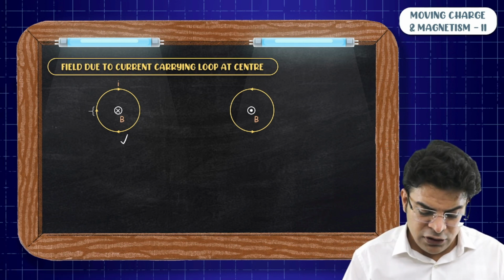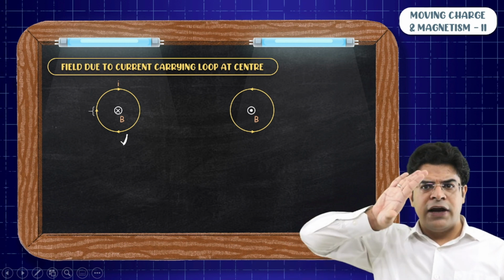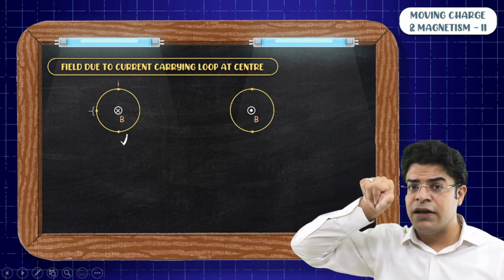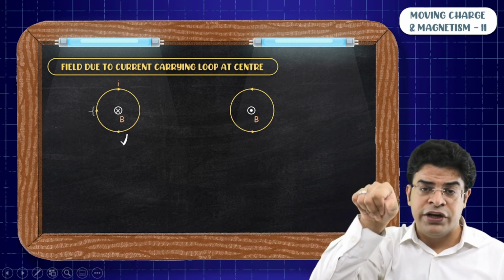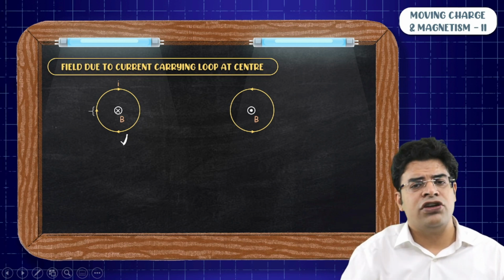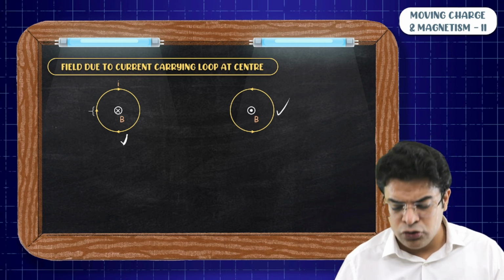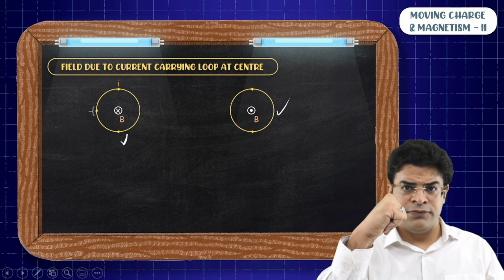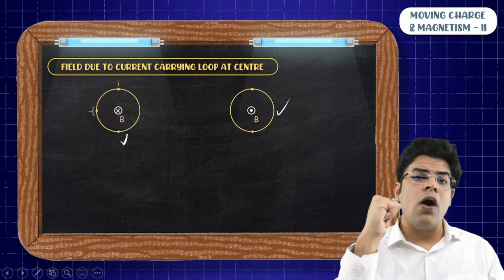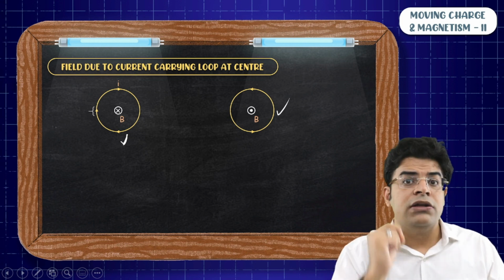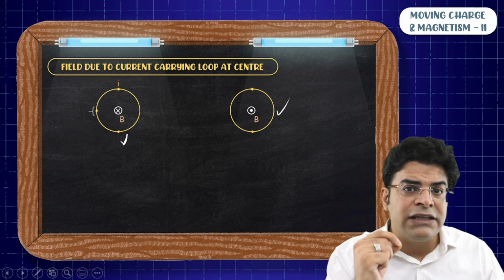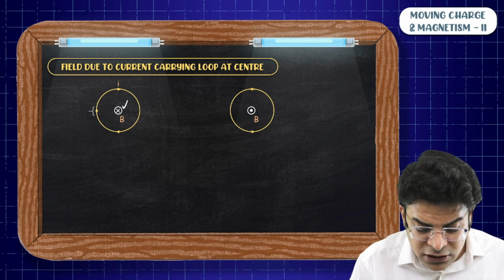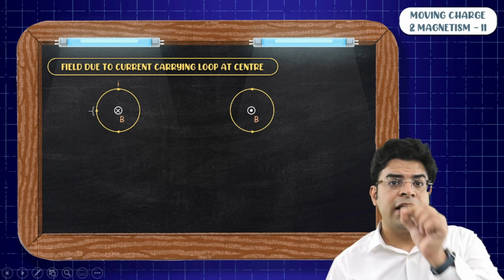So if we visualize the first loop and curl the fingers of right hand in the sense of current, which is clockwise, the direction of thumb gives us the direction of magnetic field at the center that will be going into the screen, as well as it will give us the direction of magnetic moment. Similarly, for this loop, if you curl the fingers of right hand in the sense of current in the loop, which is anti-clockwise, the direction of thumb, which is coming out of the screen, will give you the direction of magnetic field at the center as well as the direction of magnetic moment. But the big question remains, what is the strength of this magnetic field produced by a current carrying loop at its center?